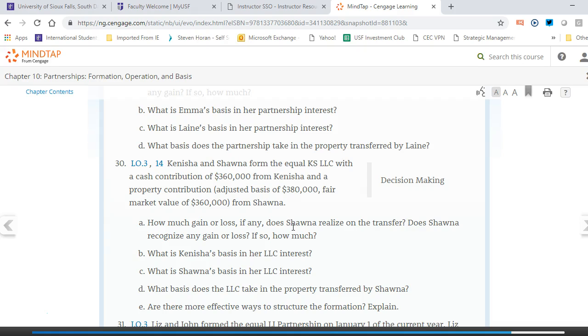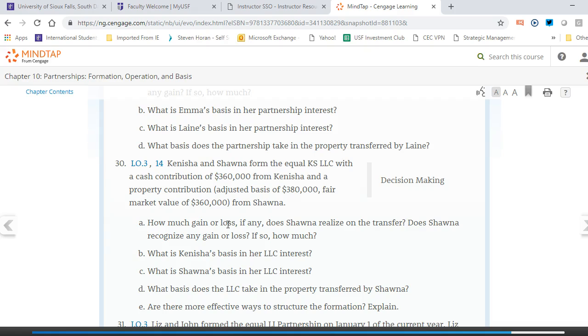So clearly, she contributed a property that was upside down by 20,000. Basis was higher than fair market value by 20. So Shauna has a realized loss of 20,000. However, the general rule is that no gain or loss is recognized to a partnership or LLC or any of its partners upon contribution of money or other property in exchange for a capital interest. So there is no recognized loss. Okay, so there's no taxable loss for her.